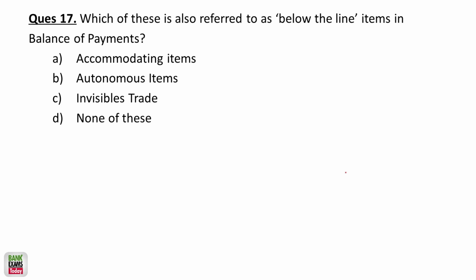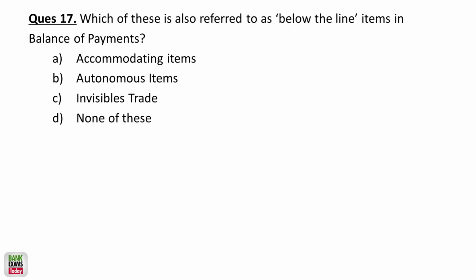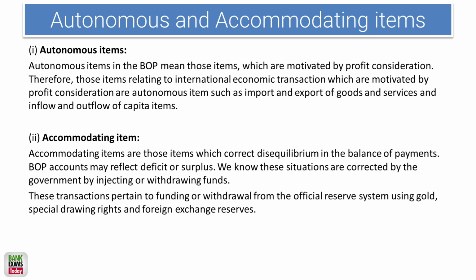Which of these is also referred to as below the line items? So below the line items in the balance of payment, first of all, you should know the autonomous and the accommodative items in BOP.